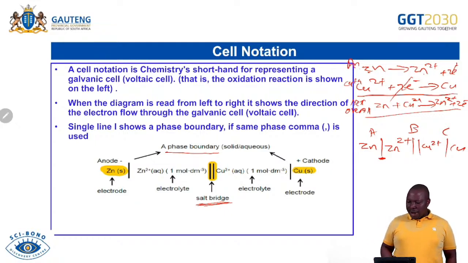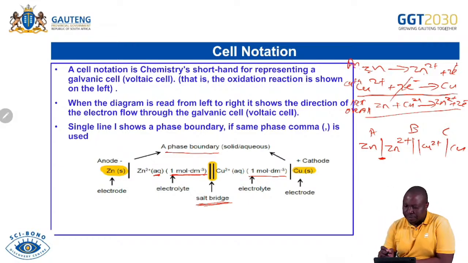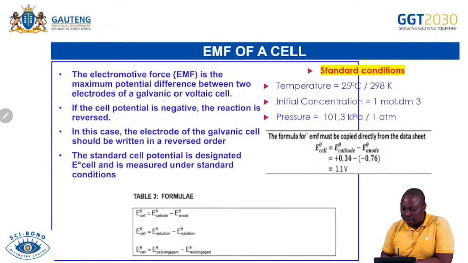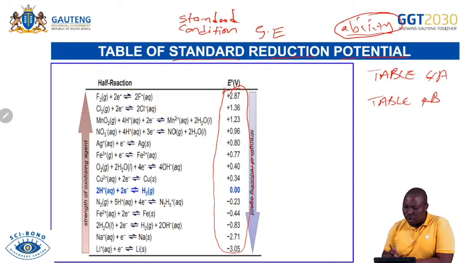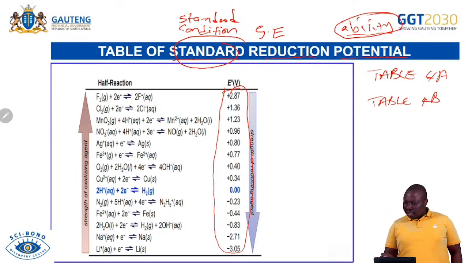Now, you might be asking yourself, where is this 1 mole per cubic decimeter coming from? When we have the plus, the aqueous solution there, we write the concentration of that. Remember, when I was referring to the table, I said it's a table of standard reduction potential. So what we are simply saying here is that this is the ability of gaining electrons under standard conditions.